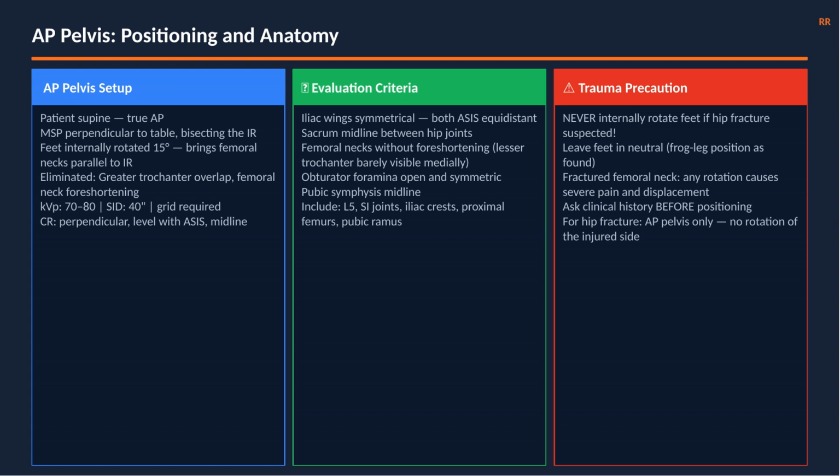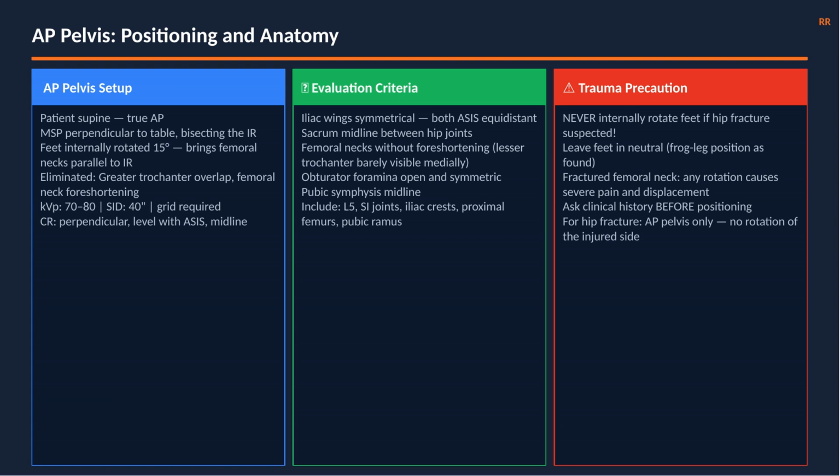Internal rotation counteracts the natural anteversion of the femoral necks, their forward angle, bringing them parallel to the IR. Without internal rotation, the femoral necks appear foreshortened and the lesser trochanters are prominent. With internal rotation, the femoral necks are seen in their true length, and the lesser trochanters are brought medially into a barely visible profile position.